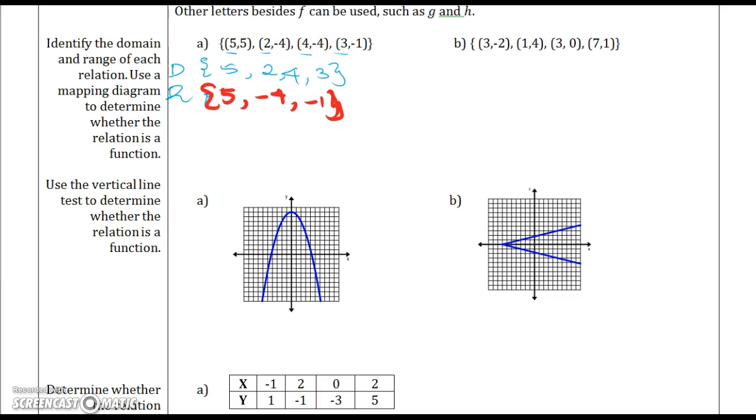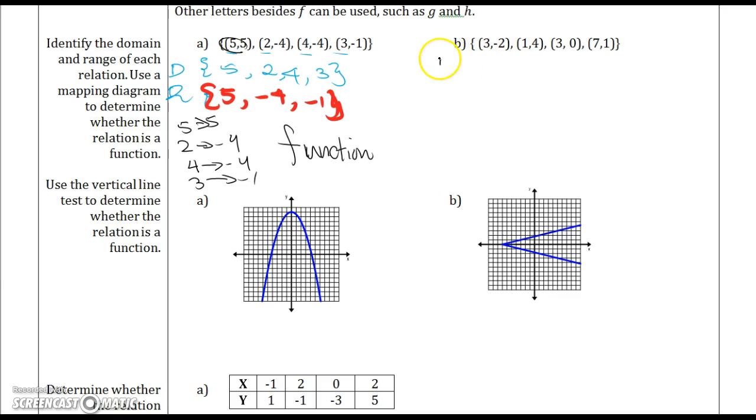Okay, so your next question is, use a mapping diagram to determine whether the relation is a function. So here's a mapping. I first have this number 5, and 5 goes to what? Well, 5 goes to 5. 2 goes to -4, 4 goes to -4, and 3 goes to -1. They're all being mapped to one different number. None of these are saying the same thing, so I'm going to say yes, this relation is a function.